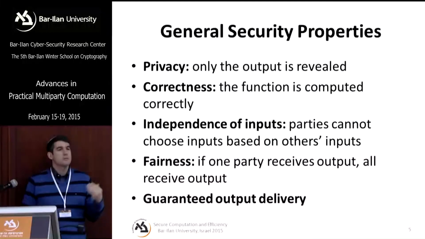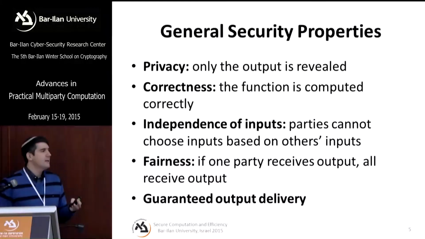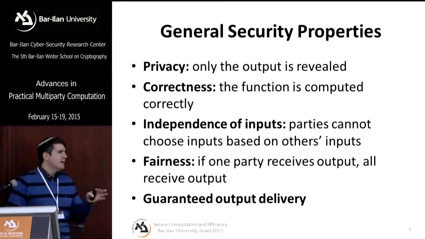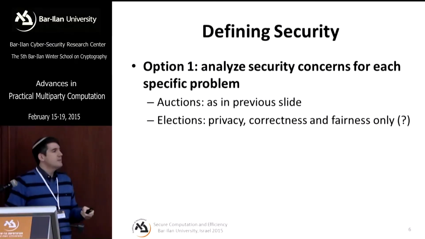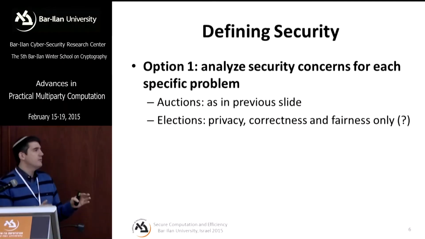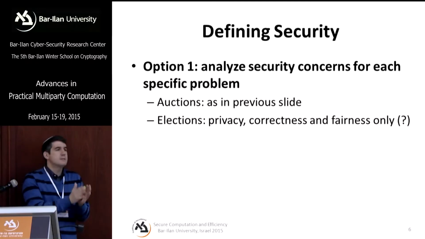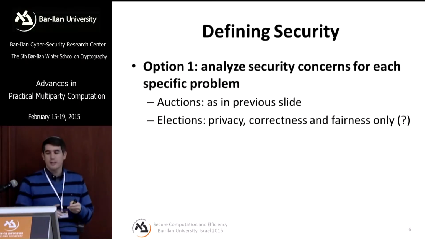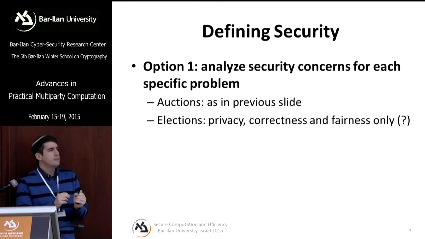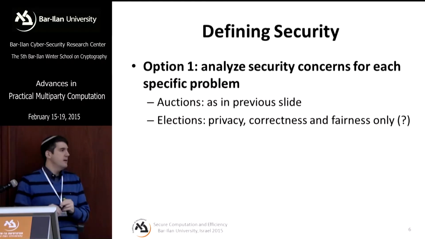So these are the general security properties that we want: privacy, correctness, independence of inputs, fairness, and guaranteed output delivery, which is very related, meaning that the output will always be learned. One way of defining security is simply to take that list and say, okay, I'm going to look at every specific problem I'm trying to solve, if it's an auction or an election, and I'm going to try to analyze what the exact properties are. Like I analyzed that list on auctions, I want to try and analyze.